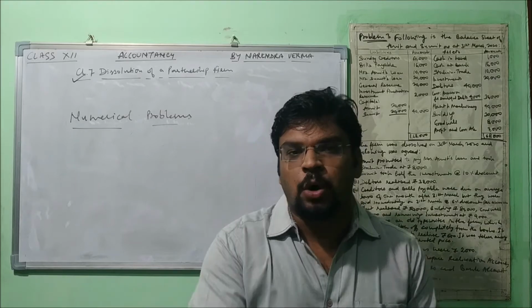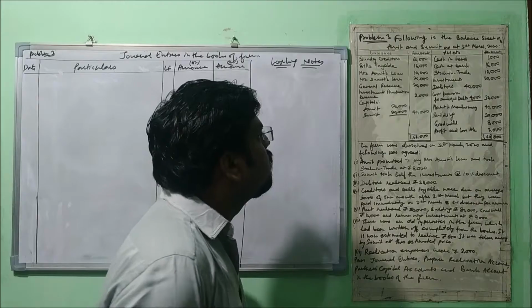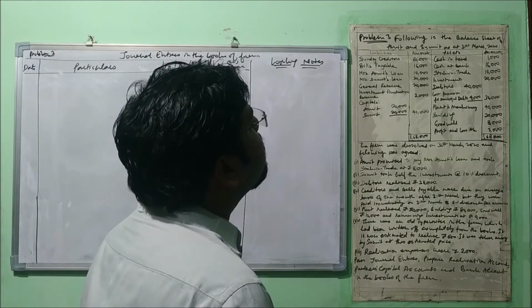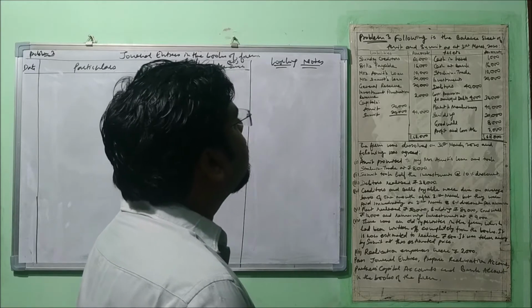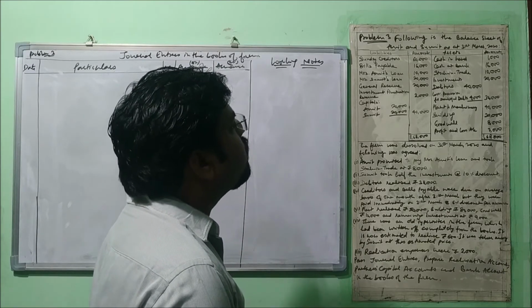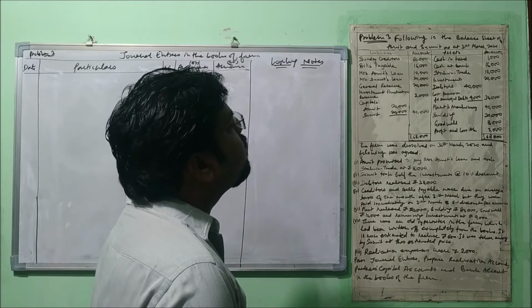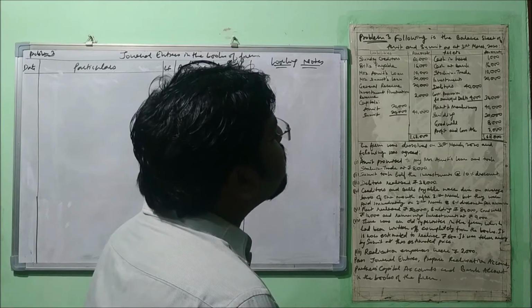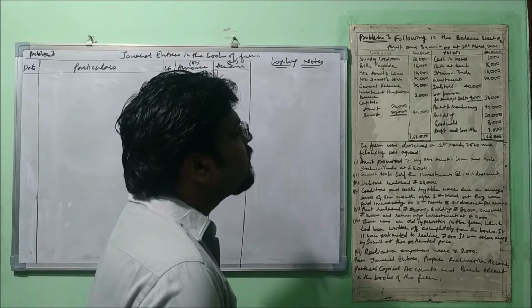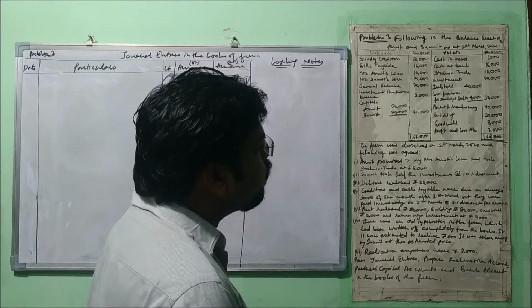So you can see the question on your screen. I have done the question here. Following is the balance sheet of Amit and Sumit as at 31st March 2020, right? Liability side we see sundry creditors, bills payable, Mrs. Amit's loan, Mrs. Sumit's loan, general reserve, investment fluctuation reserve, capitals Amit and Sumit. Asset side we see cash in hand, cash at bank, stock in trade, investments, debtors, then provision for doubtful debts, plant and machinery, building, goodwill, and profit and loss account.